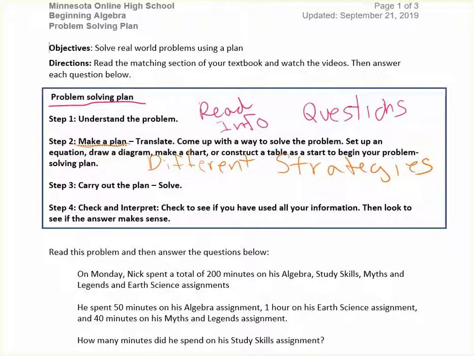Step three is to carry out the plan. This is where you actually get to do the math. You might use your calculator, you might write an equation and solve it. So that's where maybe you'll use a formula. That's carrying out the plan.